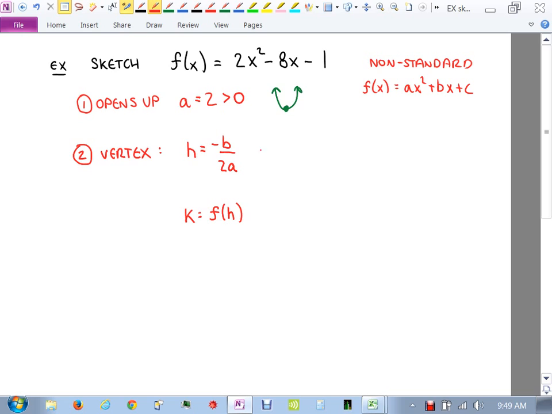So let's do h first. For us in this problem, what is -b? +8. -b means the opposite of b, doesn't it? But our b is -8, so we're doing a double negative, which makes it positive. So we have +8 divided by 2 times a, but a in our problem is 2, so that's 8 divided by 4, which is 2.